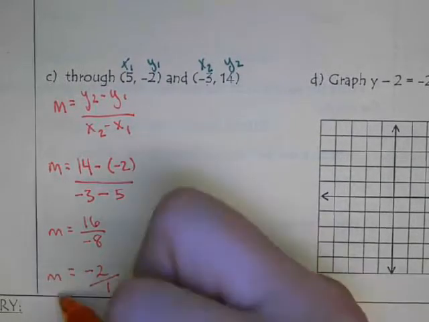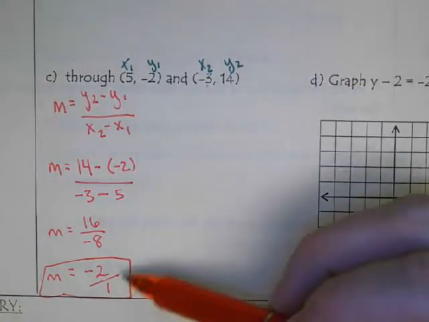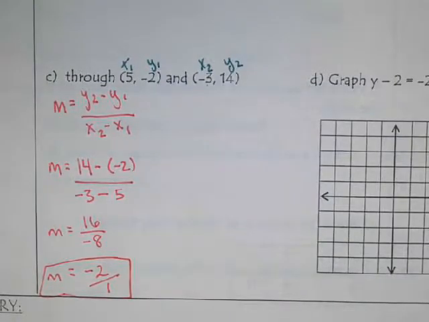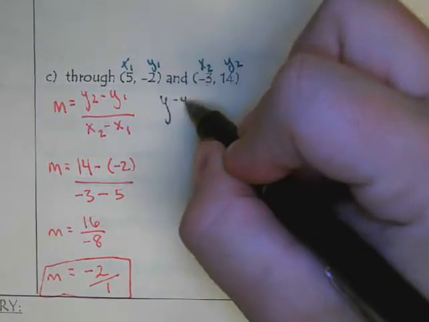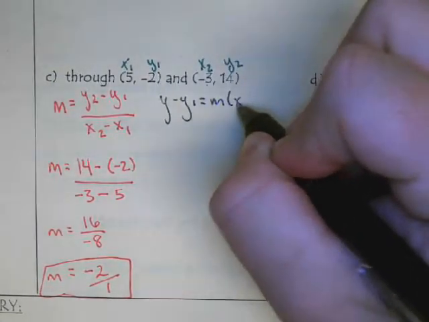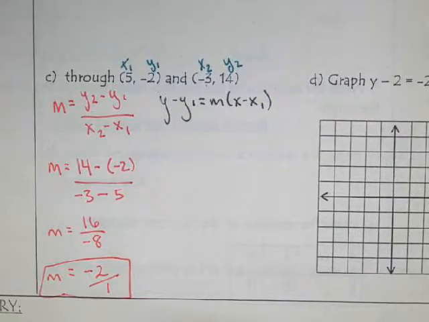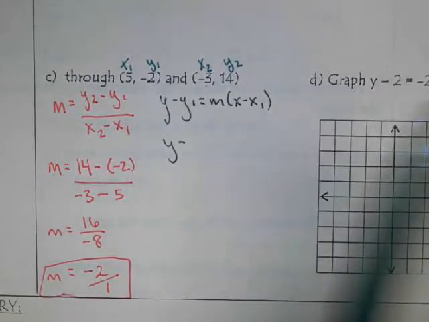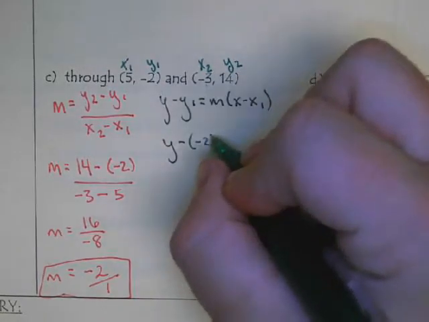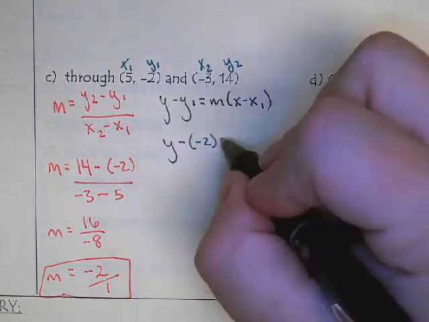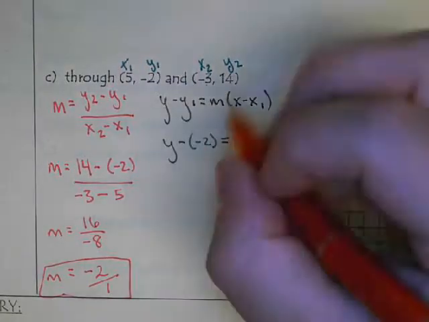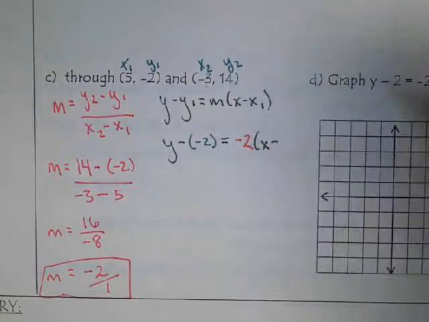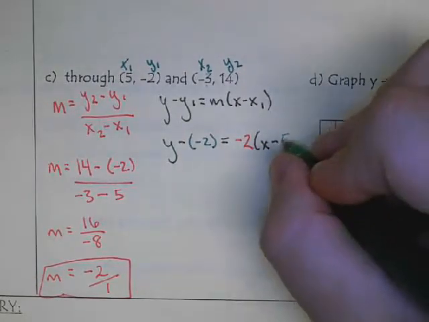Now we found our m. We're going to plug this in using our y1 and x1. So we'll use that equation, y minus y1 equals m times x minus x1. Now let's plug in. I have y minus y1 is a -2, is equal to m, which we just found to be -2, times x minus x1, which is 5.